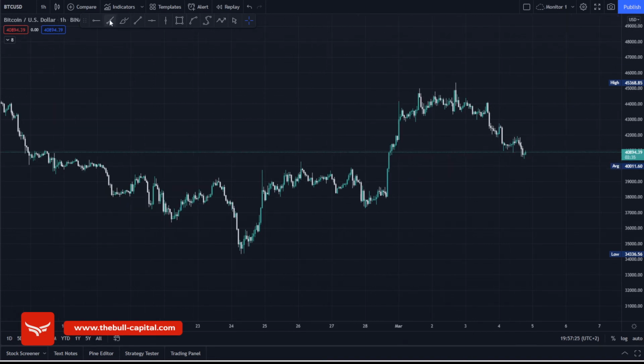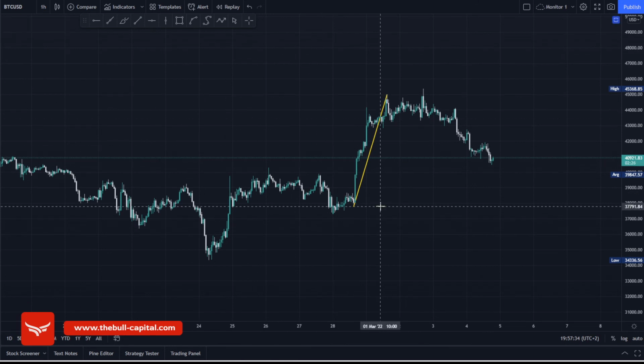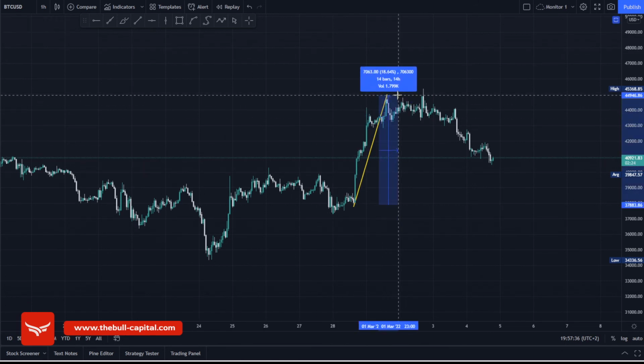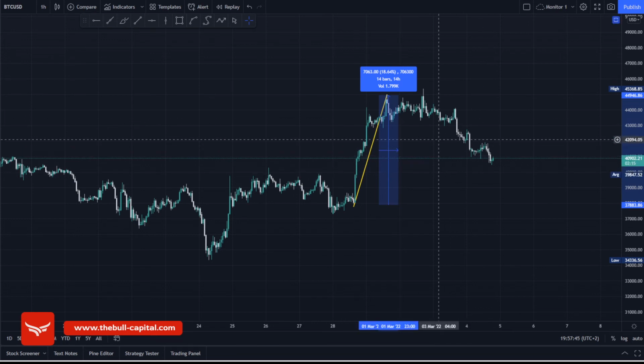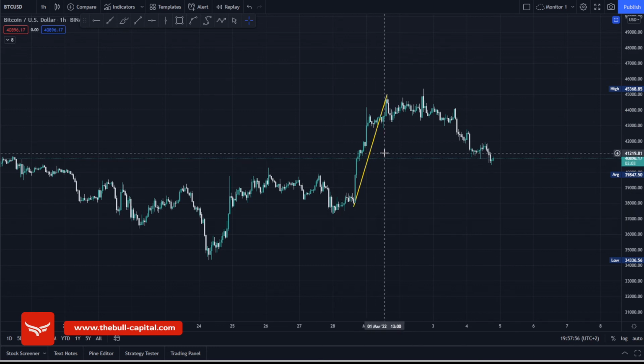So if we take this swing here, for example, we have a small percentage, versus 140% on monthly, I believe it was. Yes, because the swings are smaller.